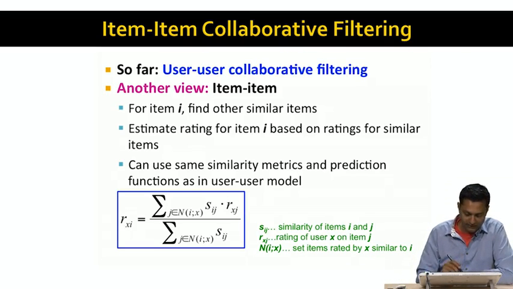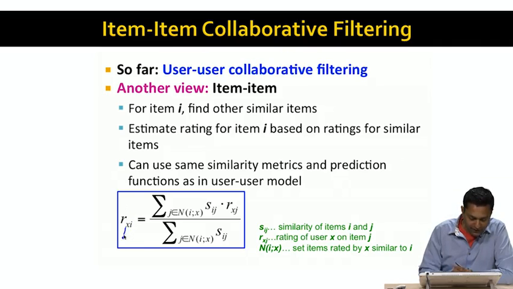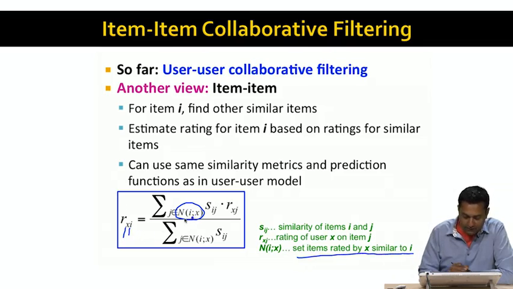And when we do that, here's what the rating function looks like. What we're trying to do is predict the rating for user X and item I. So we're going to start with the item I, and we're going to find a neighborhood of items. The neighborhood of items, N(I;X), is just a set of items that are both rated by the user X and are similar to the item I that we're looking at, right?